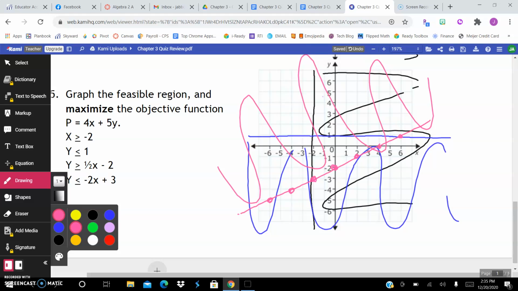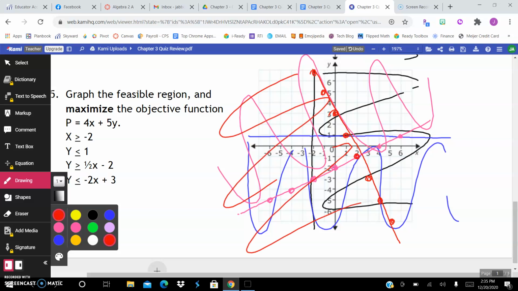And our last one is y is less than or equal to negative 2x plus 3, so a y-intercept at 3. And negative 2 is our slope, so down 2 over 1, down 2 over 1, down 2 over 1. Same thing, up 2 and back 1 for the going backwards here. And y is less than this, so we're going to shade underneath of that.